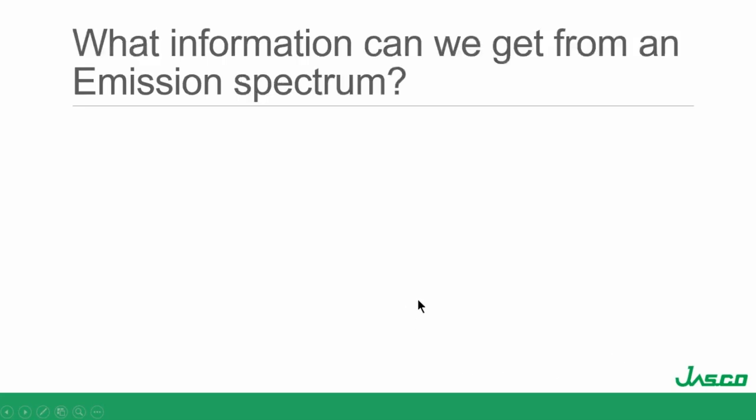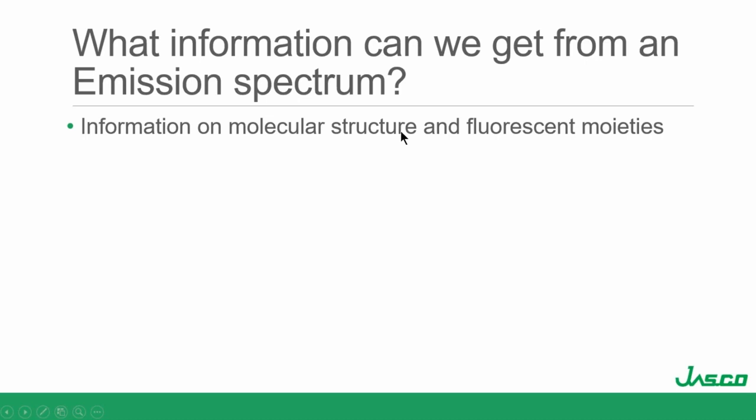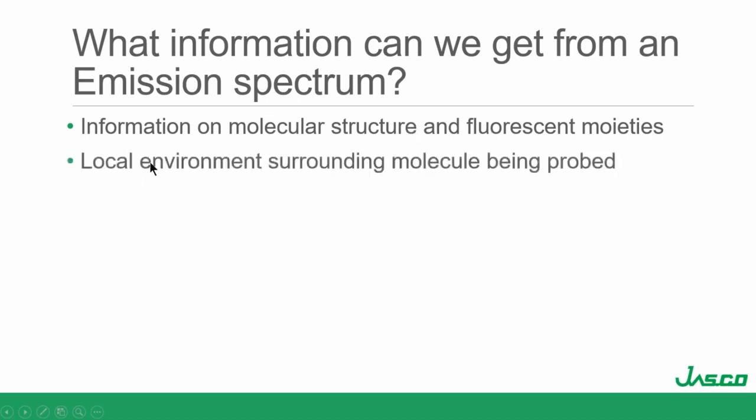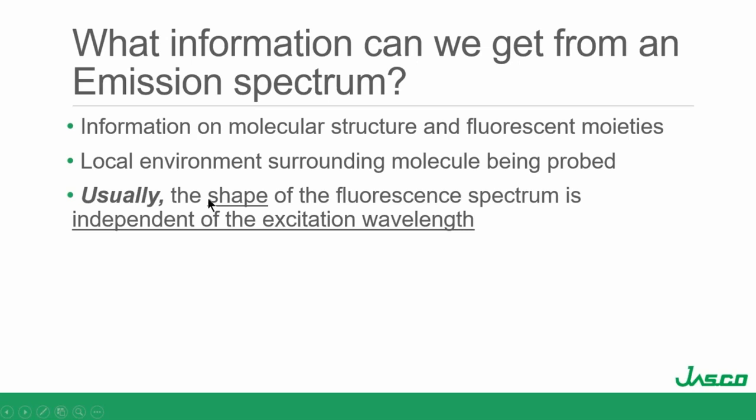So what information do we get from an emission spectrum? Well, we learn about molecular structure and fluorescent moieties that are present. We get really important information about the local environment surrounding the molecule being probed. And it's important to note that the shape of the fluorescent spectrum usually is independent of the excitation wavelength. So if I change that excitation wavelength, I get the same band shape, but simply a greater or lesser intensity.